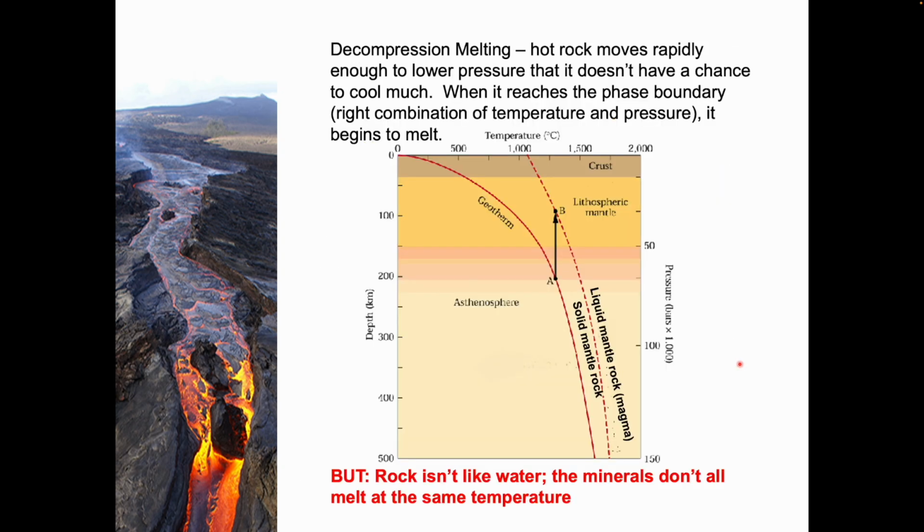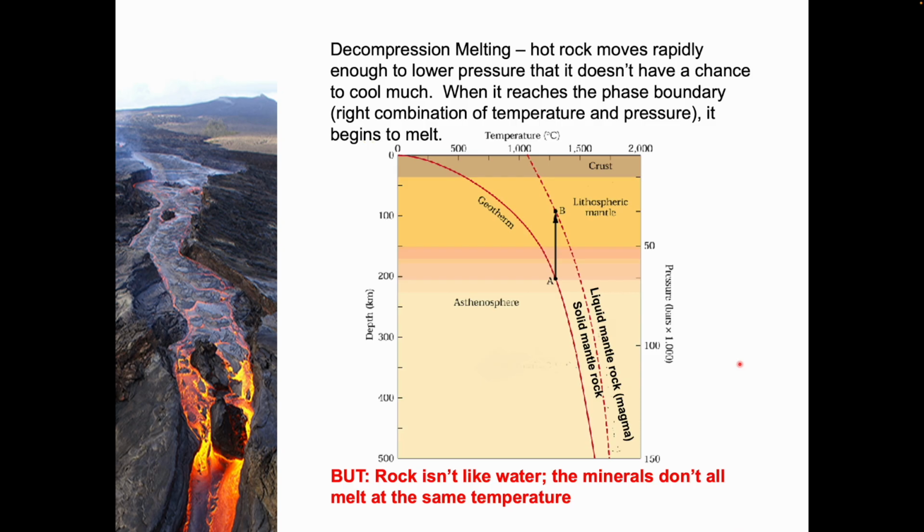This is called decompression melting, when hot rock moves rapidly enough to lower pressure that it doesn't have a chance to cool. When it reaches the phase boundary, also called the solidus or liquidus, which is a combination of temperature and pressure, it begins to melt.